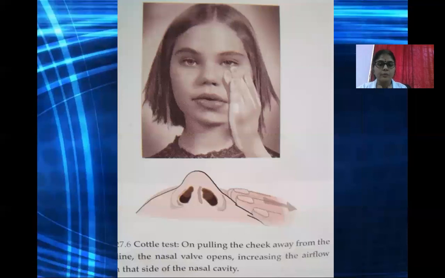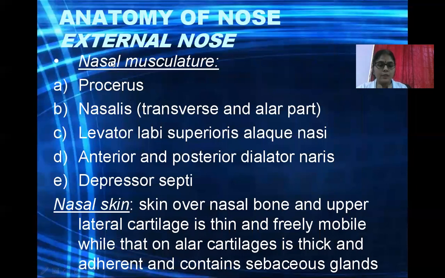Another important structure below the skin and above the bony and cartilaginous portion is the muscle layer. The muscles forming the nasal musculature are procerus, nasalis, levator labii superioris alaeque nasi, anterior and posterior dilator naris, and depressor septi. The skin over the nasal bones and upper lateral cartilage is thin and freely mobile, while that over the ala cartilage is thick and adherent and contains sebaceous glands.